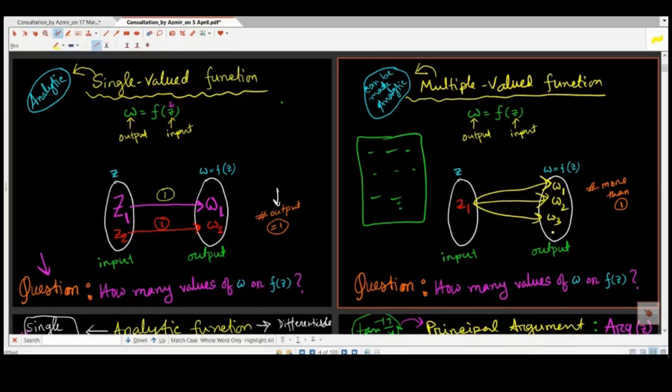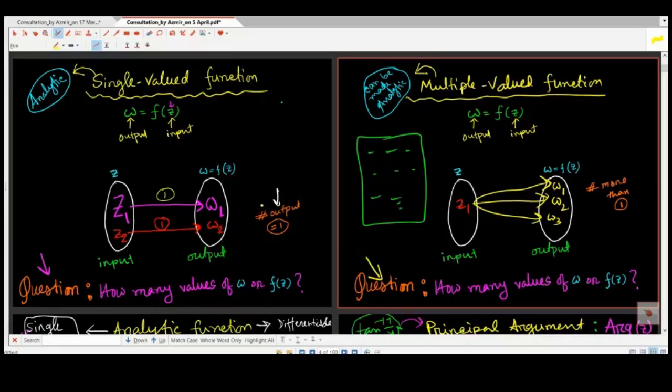We may have four outputs, let's say five outputs, six outputs, many outputs. If a function follows this pattern, then this function will be a multiple valued function. That means if we ask ourselves how many values of w or f of z we have for a single input, and we have more than one output, this is a multiple valued function.